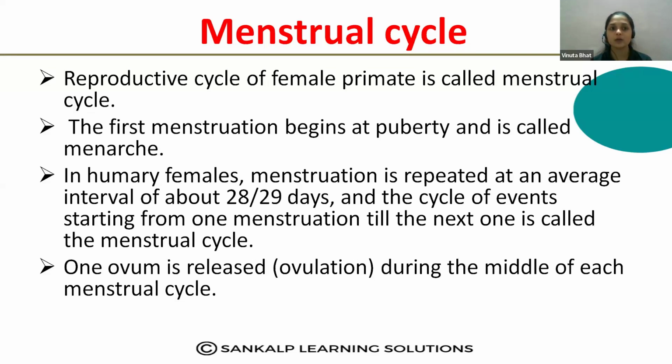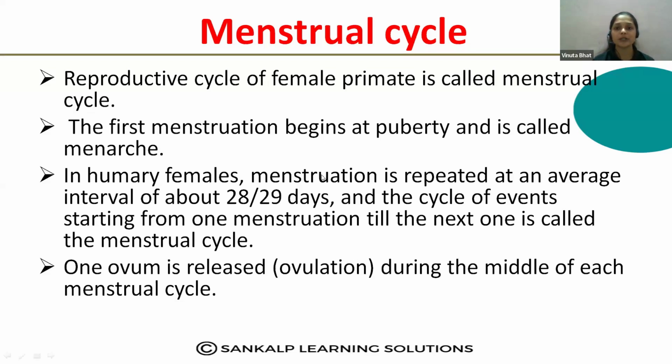Yes, so primary oocyte is formed in the fetal stage only. So after the birth, there is no formation of any other stages. After the birth, up to the puberty, there is no development of the primary oocyte.